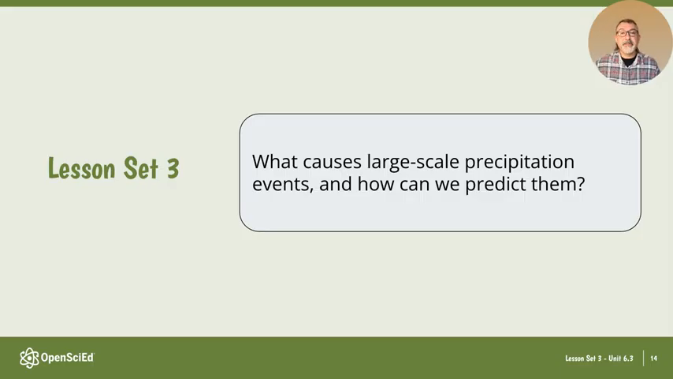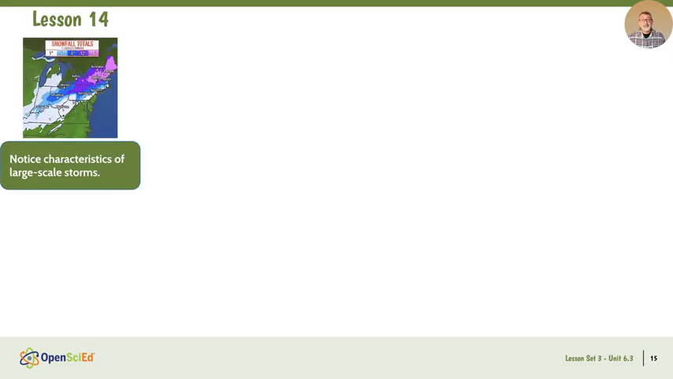Now we'll take a look at lesson set 3 of unit 6.3, but we'll do this more quickly. The previous lesson finishes with students thinking about hurricanes. And so this lesson set has students looking closely at large-scale precipitation events as opposed to short-term ones like hailstorms. In Lesson 14, students explore maps and videos and notice that storms can vary greatly in size, in duration, and amounts of precipitation that falls.